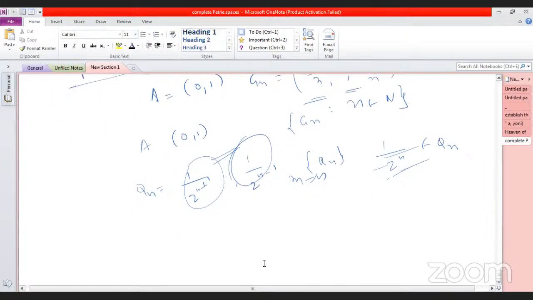So this one may be compact. Therefore Qn, I am taking here, n minus 1, n plus 1. Then Qn is an open cover of F = (1, infinity), which has no finite subcover. Why? Because (0, 1) and (1, infinity) are also not compact. So the set of real numbers is not compact.